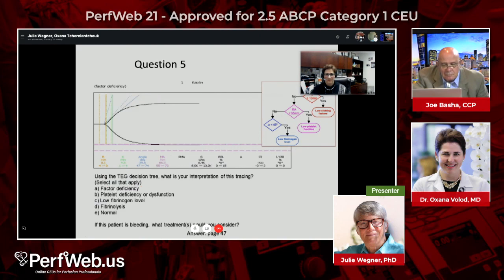What is the interpretation? Okay, so the R value is not too bad. The MA is low, just looking at it, but it's within range. Okay. The angle is narrow, is shallow. Right. So it looks like I would say C, and Scott also says C, low fibrinogen. Yes, and that is correct. So cryoprecipitate, or if you have it available, fibrinogen concentrate as a treatment.